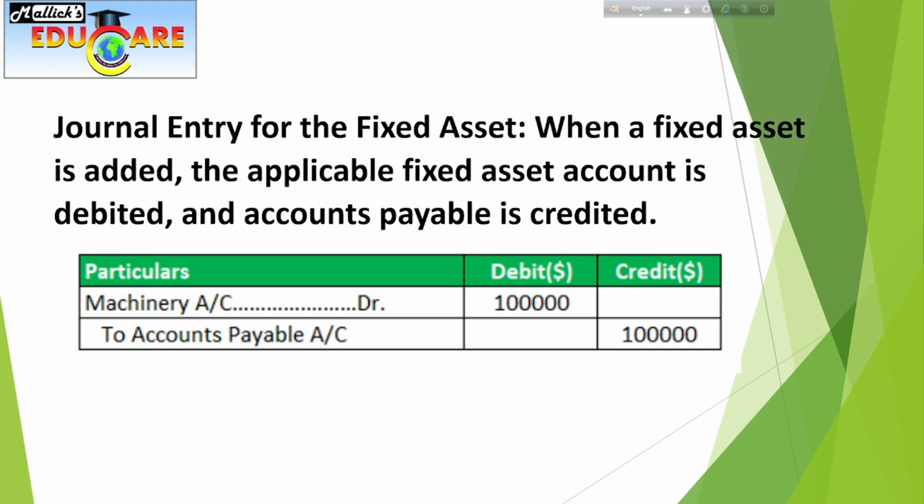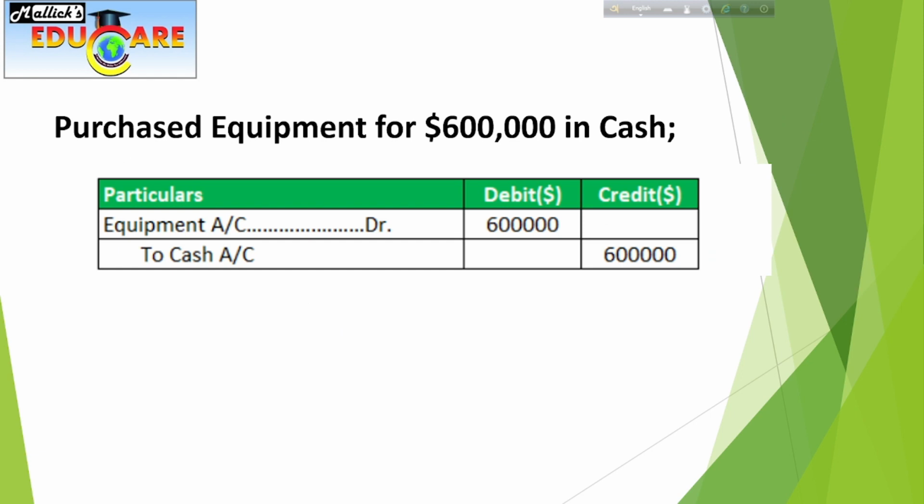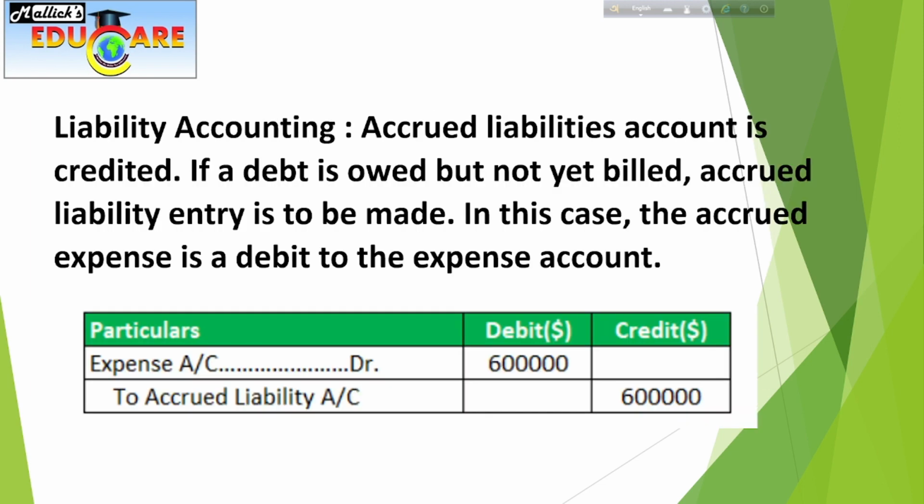Journal entry for the fixed asset. When a fixed asset is added, the applicable fixed asset account is debited and accounts payable is credited. That is, machinery account debit 1 lakh, to accounts payable 1 lakh. Purchased equipment for 600,000 in cash: equipment account debit, to cash account 600,000.